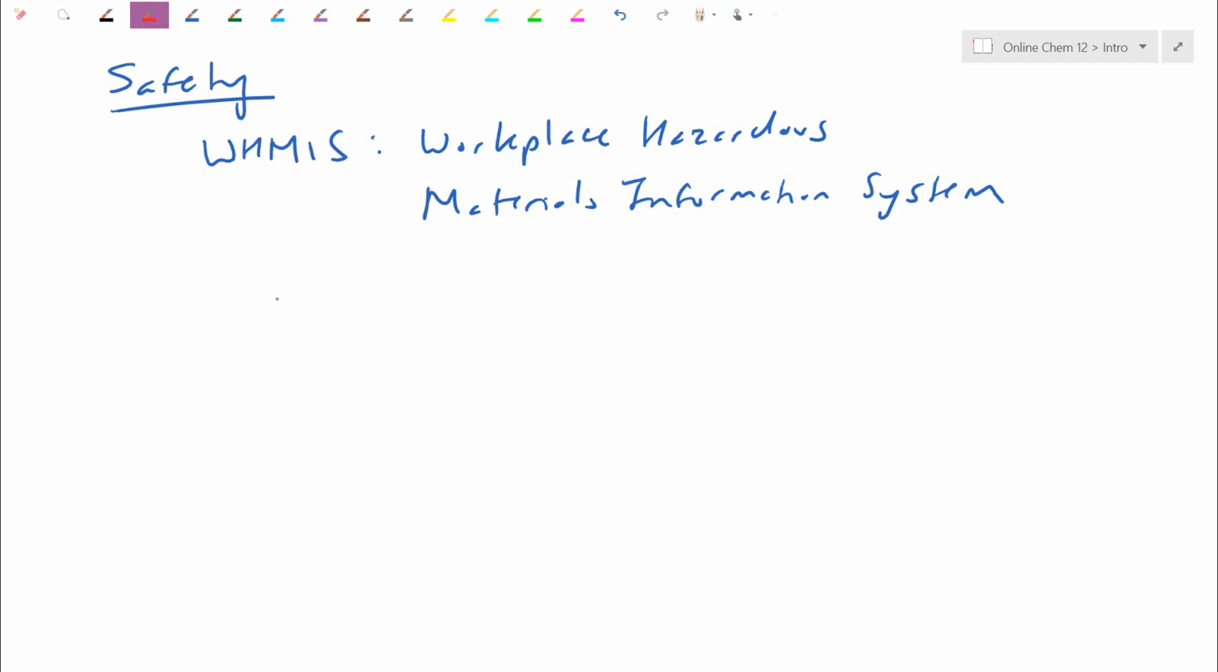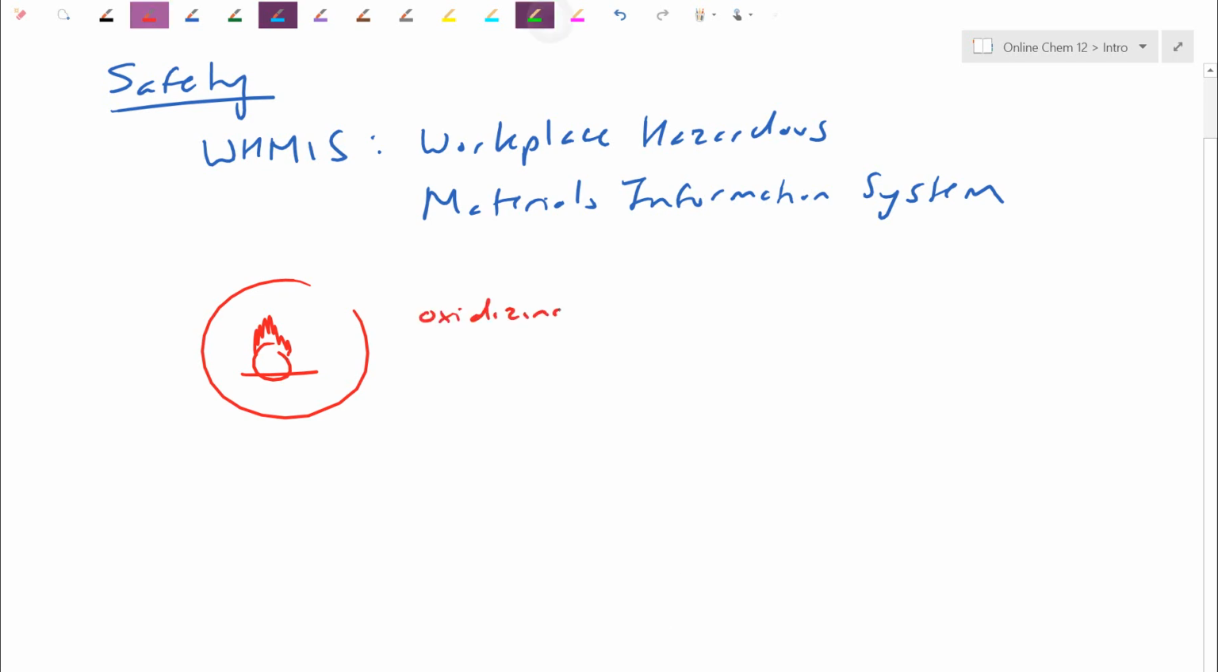For example, let me just do one of them here. We call these ones here pictograms. So let's say there's a big O and there's a fire here. Hopefully you remember from our old WHMIS lessons here. This one here actually stands for an oxidizing material.